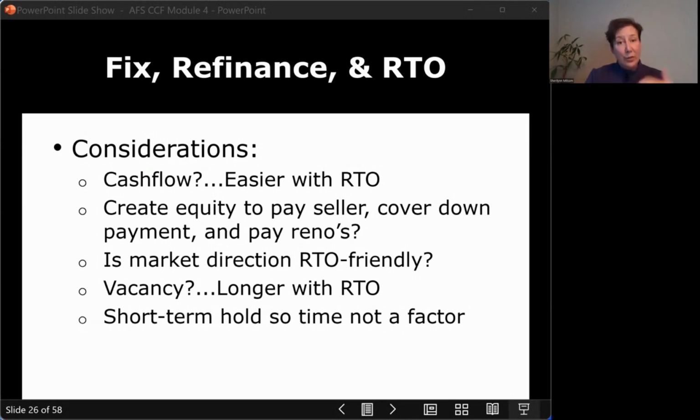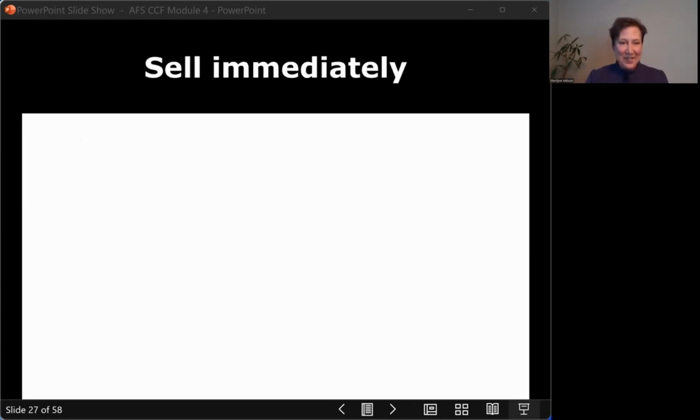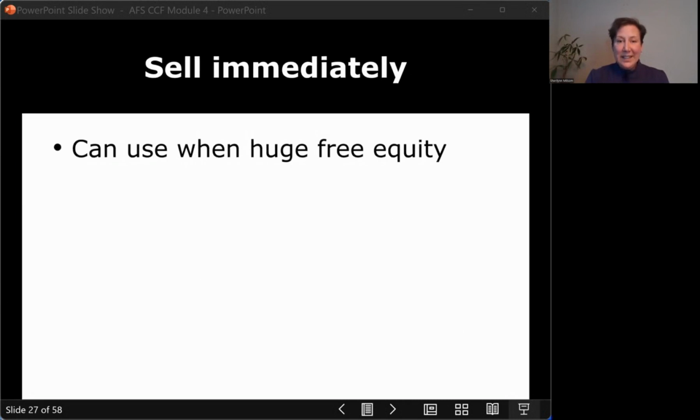And because you're doing a rent to own and it's a short-term hold, time is not your friend. It's not a factor in helping to heal any wounds or mistakes. So if that renovation went way over budget, you may need to consider holding it for longer and not doing a rent to own, so you have time then to heal those wounds. Selling immediately is an option, especially when there's huge free equity.